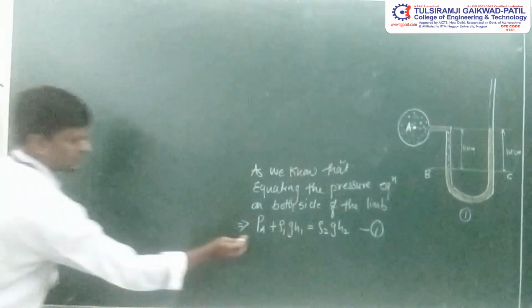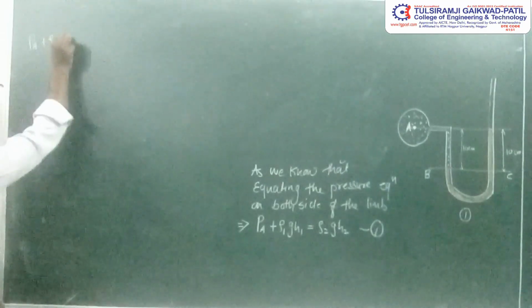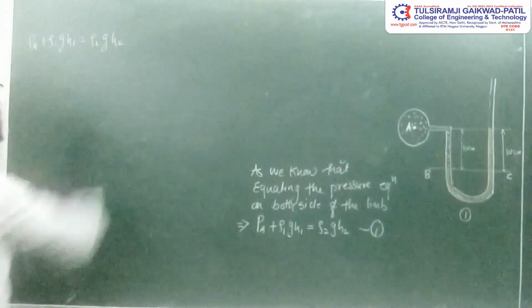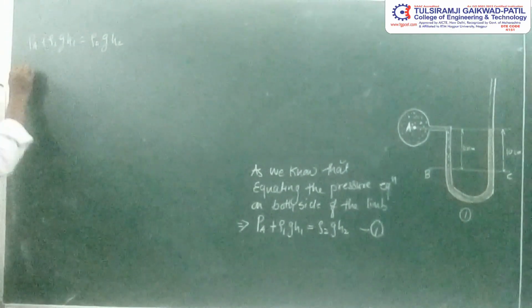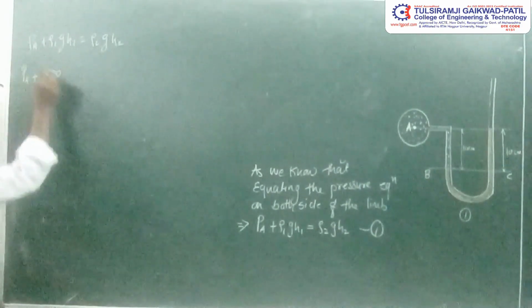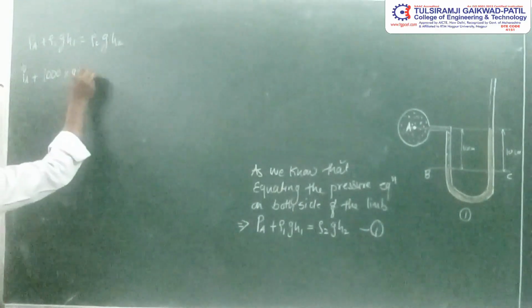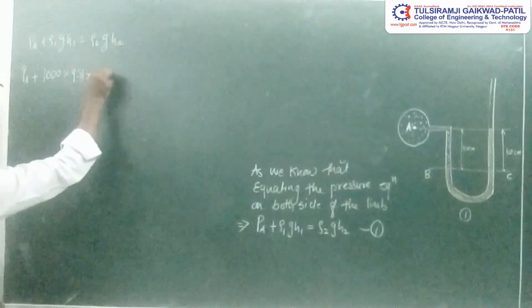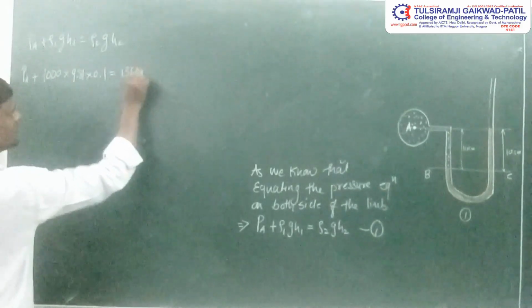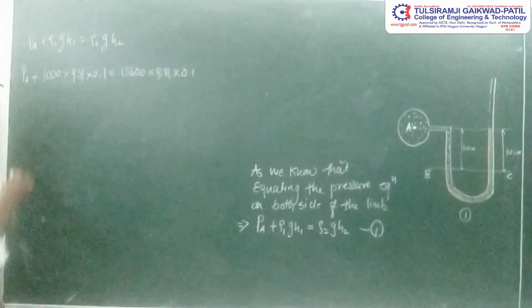Now put the values in this equation. What is the equation? PA plus ρ1 g H1 is equal to ρ2 g H2. Now the pressure at point A is unknown, plus ρ1, the density of the water, 1000 into 9.81 into H1, which is 0.1, is equal to ρ2, which is 13600, into 9.81 into 0.1.